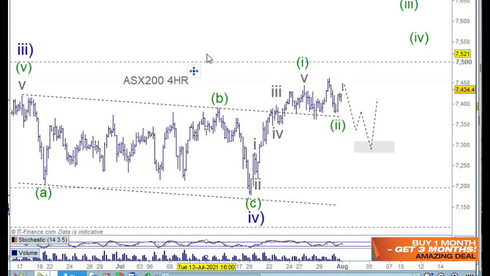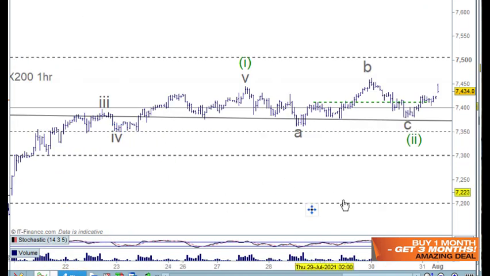Iron ore was down quite strong, so it's nearly at its lows. It's still got a bit more to go, but it shouldn't really affect this market so much. Let's just cruise in and have a little look at this here.